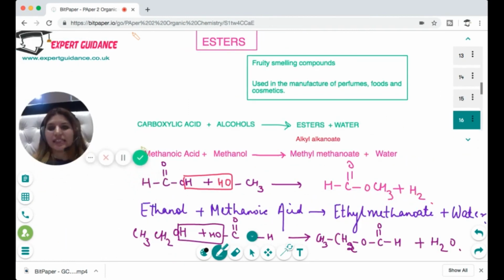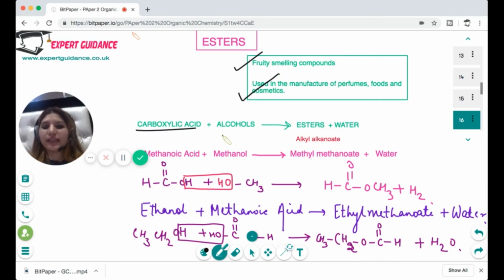Next are esters. Esters are the last functional group you need to know. They are fruity smelling compounds which are used in the manufacture of perfumes, foods and cosmetics. They are formed by the reaction of a carboxylic acid and an alcohol to form an ester and water. Now, how will you name the ester? Whatever the alcohol is, write its name as yl, and the carboxylic acid as oate.